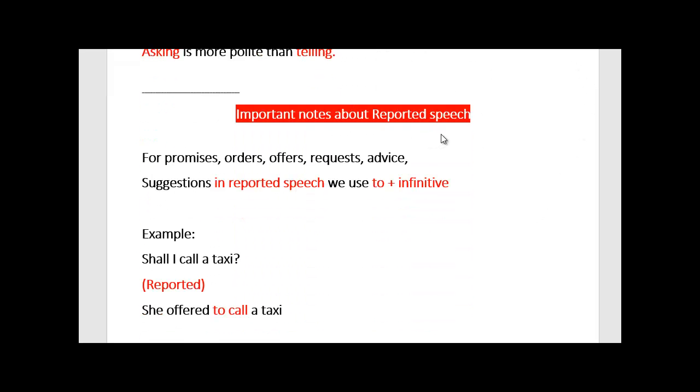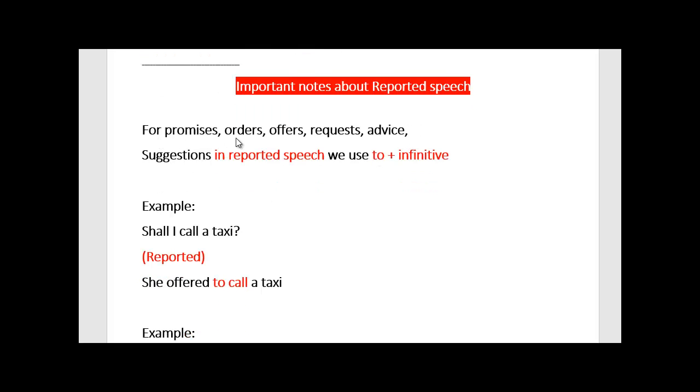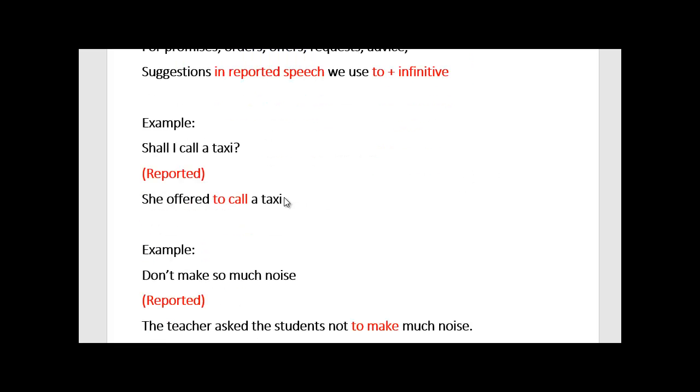Some notes about reported speech for promises, orders, offers, requests, advice, and suggestions. In reported speech, we use to plus infinitive. For example, "Shall I call a taxi?" Here you're offering something, okay? If you're reporting this in reported speech, you say, "She offered to call a taxi." You got that? We used "offered," okay?